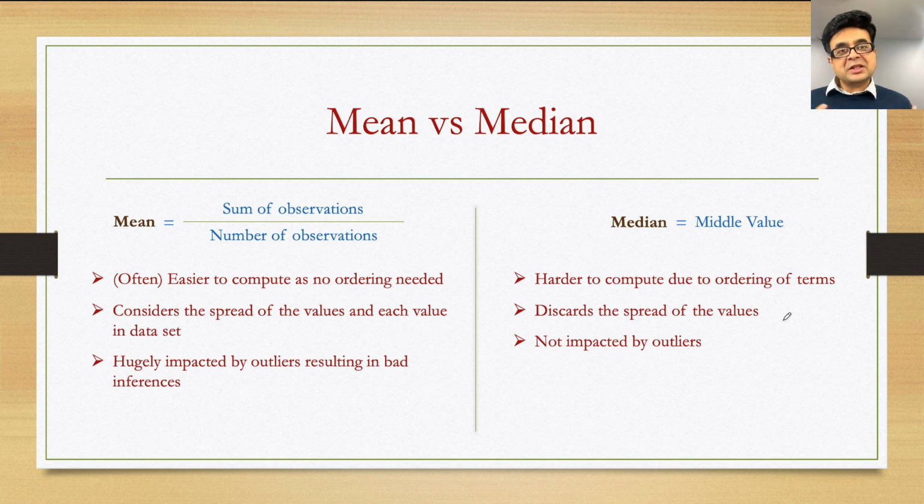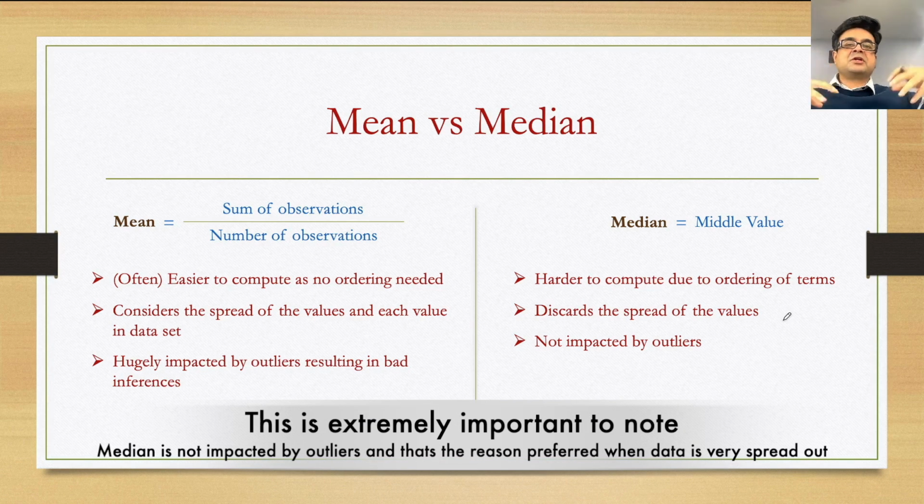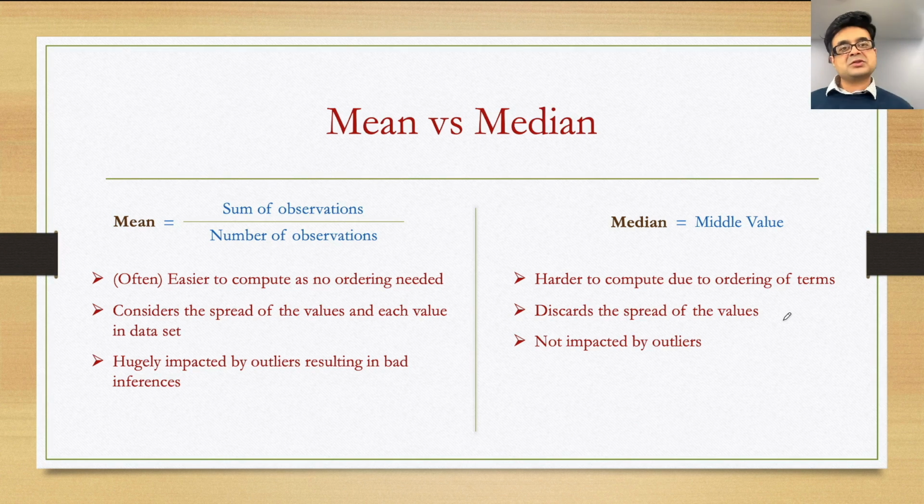So the median is not that much impacted by outliers because outliers could be very far away. The median depends only on the middle values of the set, right? One problem with the median is it discards the spread of the values. So it doesn't matter if around the median the values are closed up together or spread out, you are not going to be able to figure that piece of information out from the median itself. All you would know is the central point of the series. These differences are important for you to understand the difference between mean and median and how to calculate them.